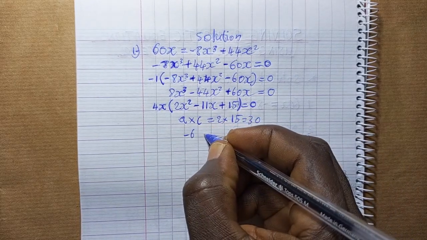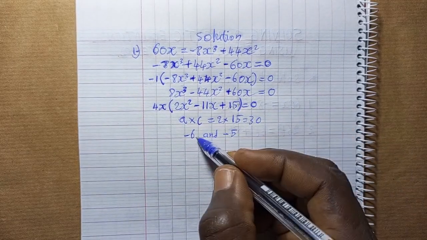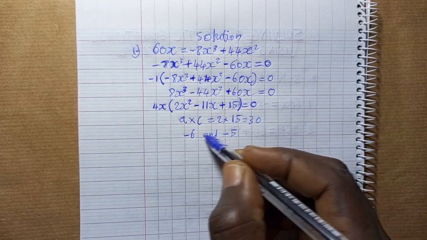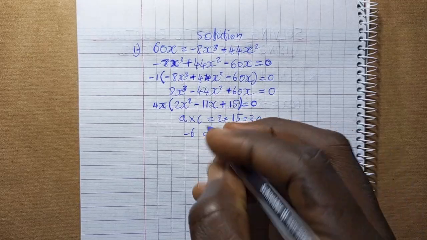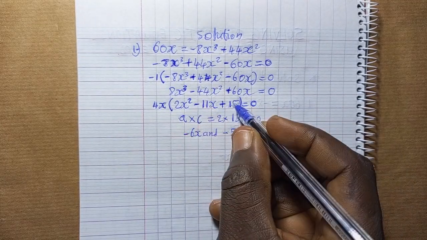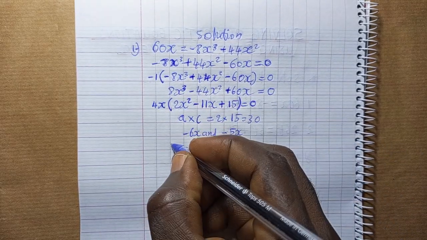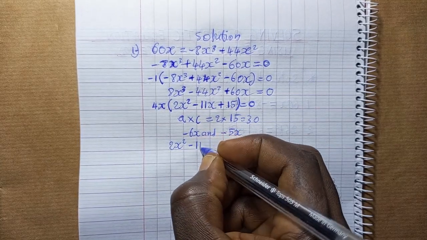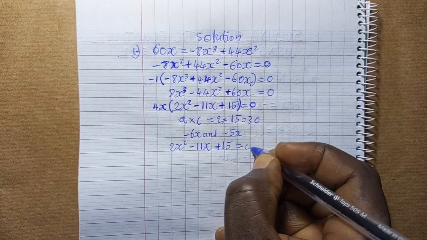Minus 6 and minus 5. If you multiply these two together they give you 30, and if we add them together they give you minus 11. So what we're going to do now is just to add x, because we are working with the variable x. So now we'll bring down this equation here of 2x square minus 11x plus 15 equals 0.